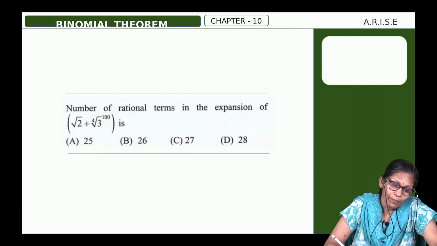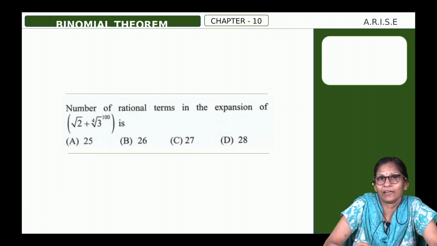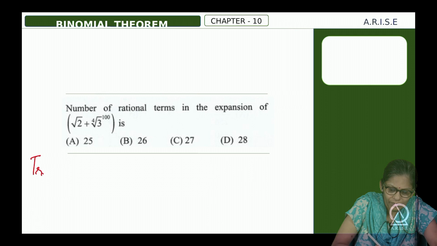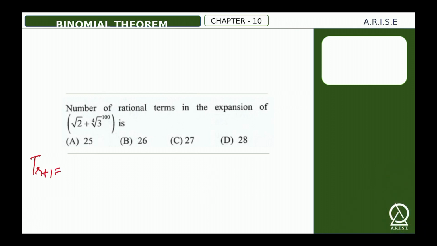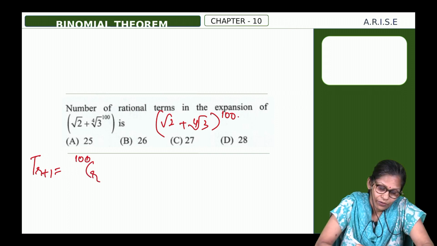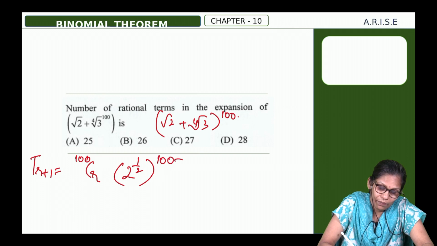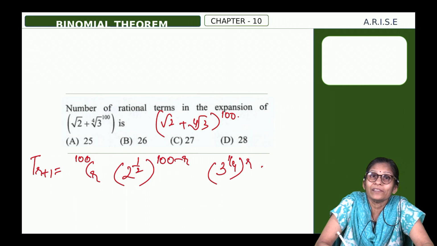Next one, the number of rational terms in this expansion. Let me write down the general term. There is a slight mistake here, the question is (root 2 plus 4th root of 3) the whole raised to 100. So, what is the r plus 1th term? It is 100CR, that is 2 raised to half the whole raised to 100 minus r and 3 raised to 1 by 4 the whole raised to r.